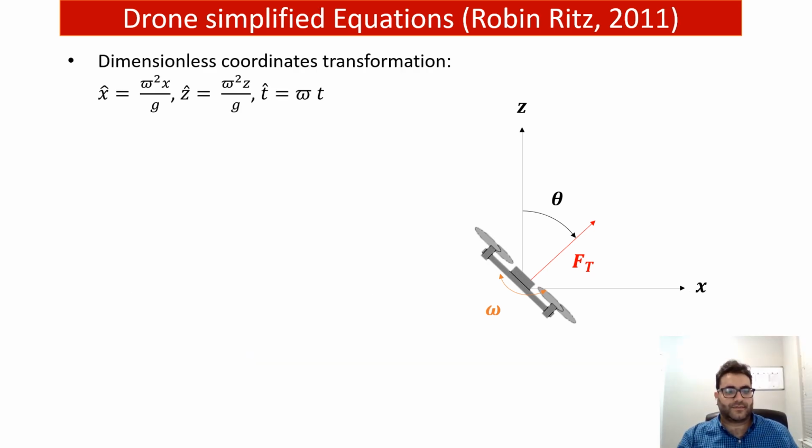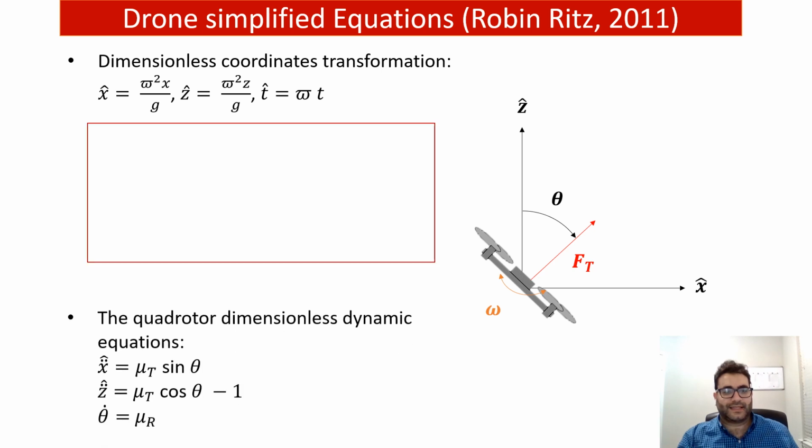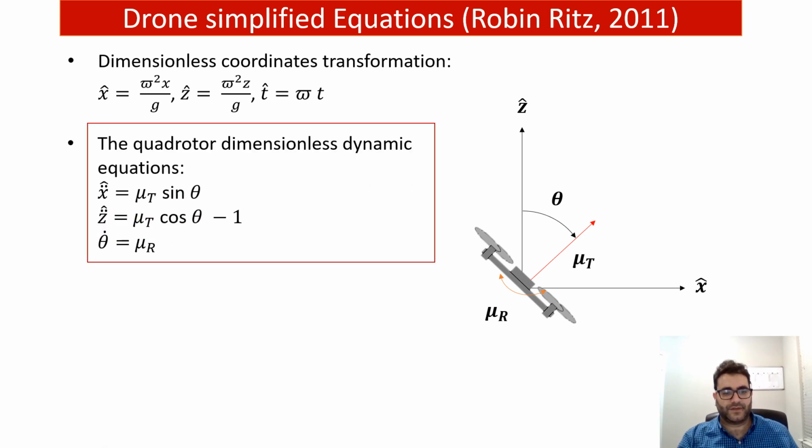This simplified system is a dimensionless system. It has x hat, z hat instead of x and z, and it has ut, ur instead of f the force and omega the rotational rate. And these are the equations for the dimensionless dynamic system.